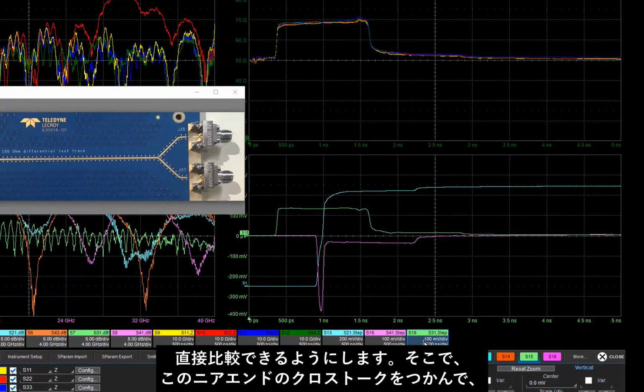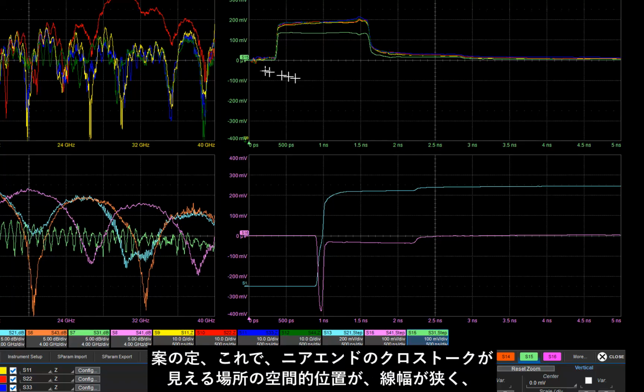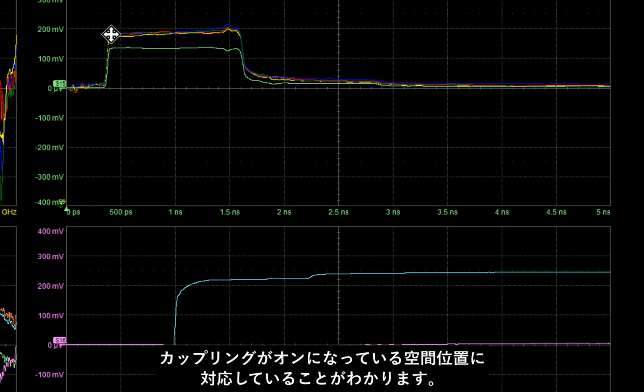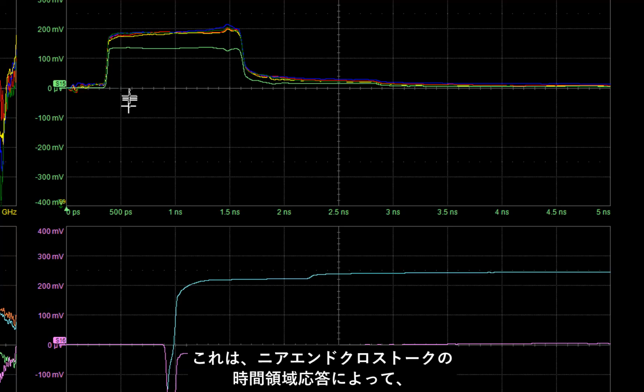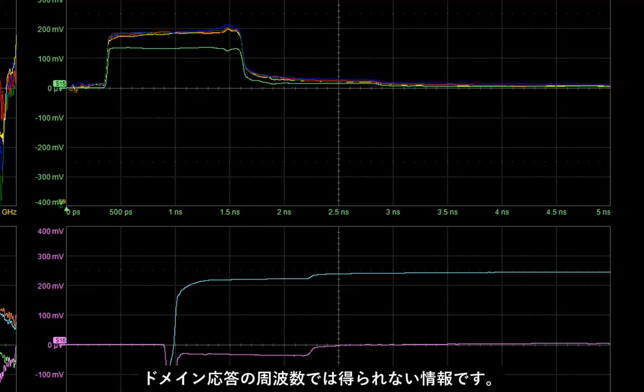So we grab the near-end crosstalk over here, we just drag it to where the TDR is, and sure enough, now you can see that the spatial location of where we see the near-end crosstalk corresponds to the spatial location where the line width is narrower and where we have the turn on of the coupling. This is a good example of how the time domain response of the near-end crosstalk gives us information about where the coupling occurs. Information we just cannot get looking at the frequency domain response.